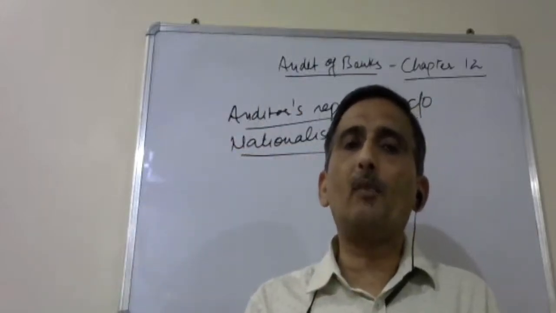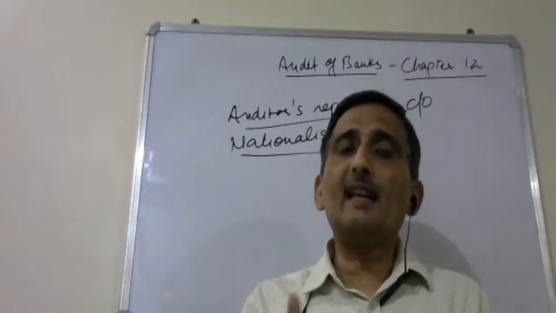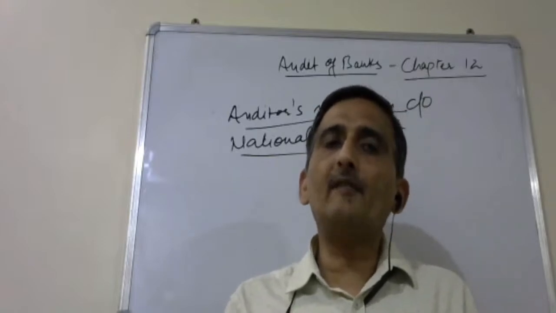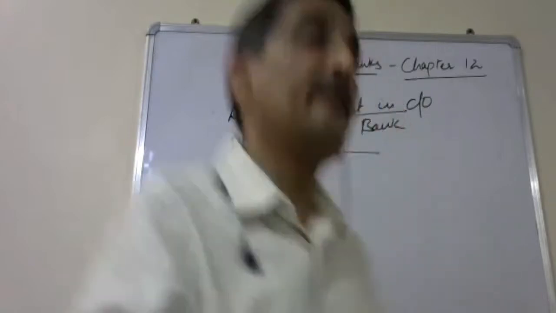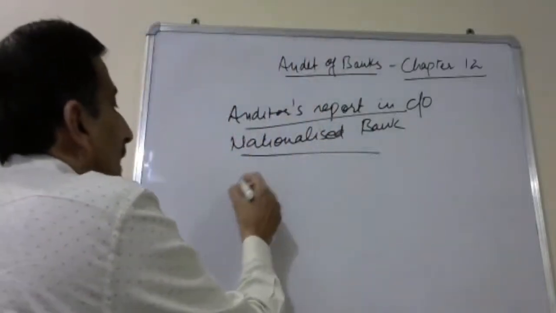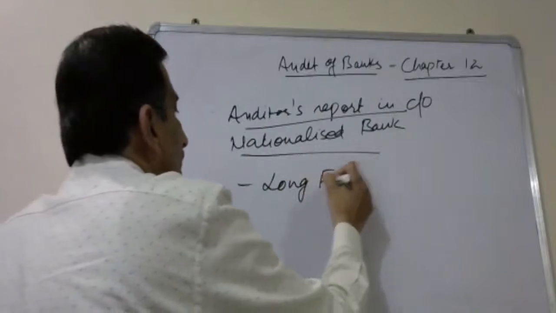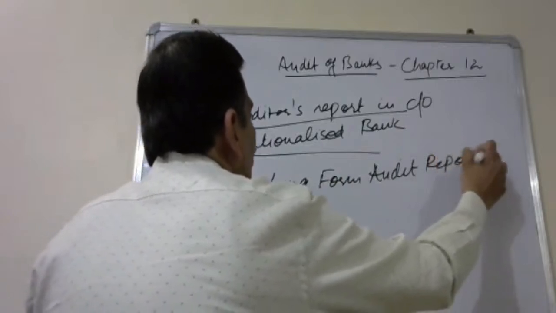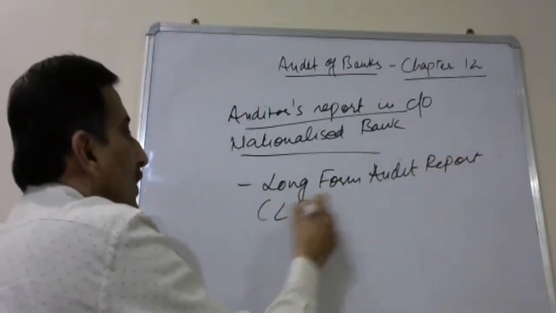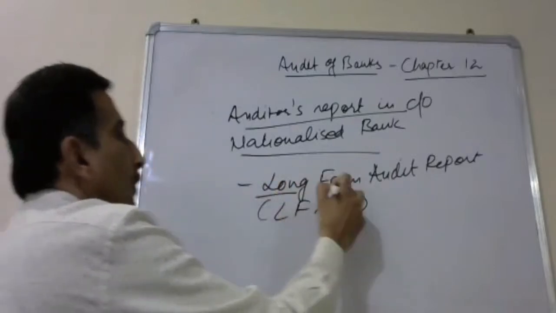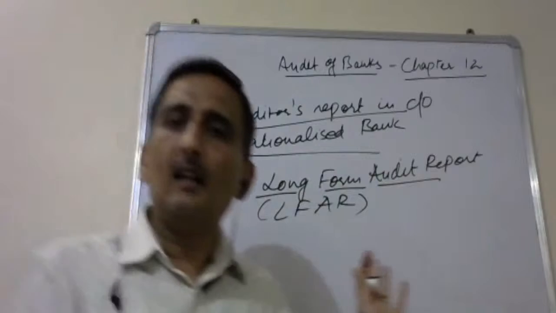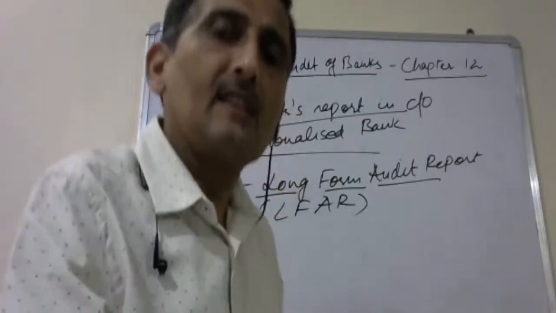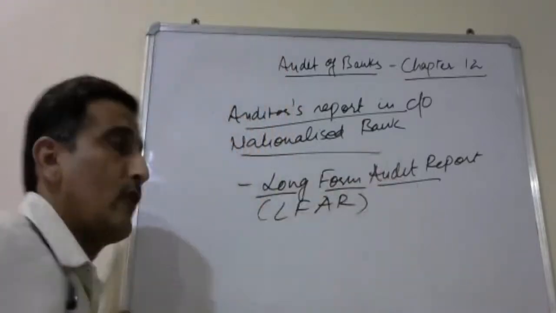So besides his main audit report, students, you have to understand that the auditor of a bank also has to give some other reports. Like he has to give a report called the long form audit report, which in banking parlance is called LFAR. We will discuss it shortly, not in detail, but in a very brief manner, which is in the scope of your syllabus. So, what is long form audit report?